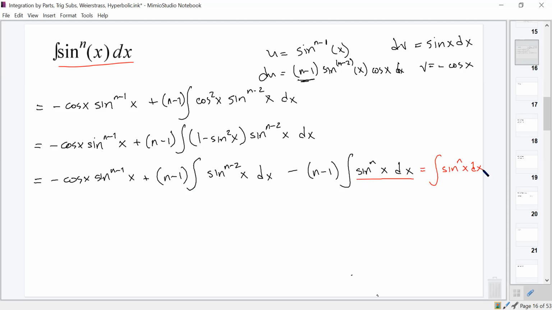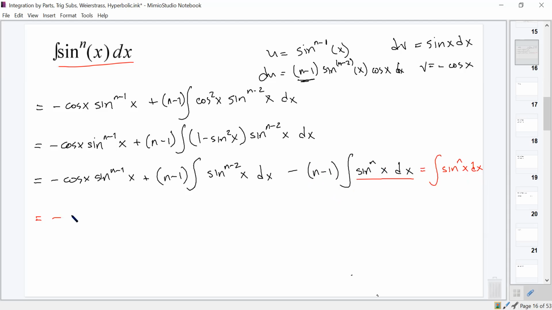Okay, so now let's put it all together here. Let's combine the sine to the n of x dx integrals together. So I have one of them and I have n minus 1 of them on this side. I actually have a negative n minus 1 of them. So if I add n minus 1 of them to this side, n minus 1 of something plus one of those things is how many of them? N of them.